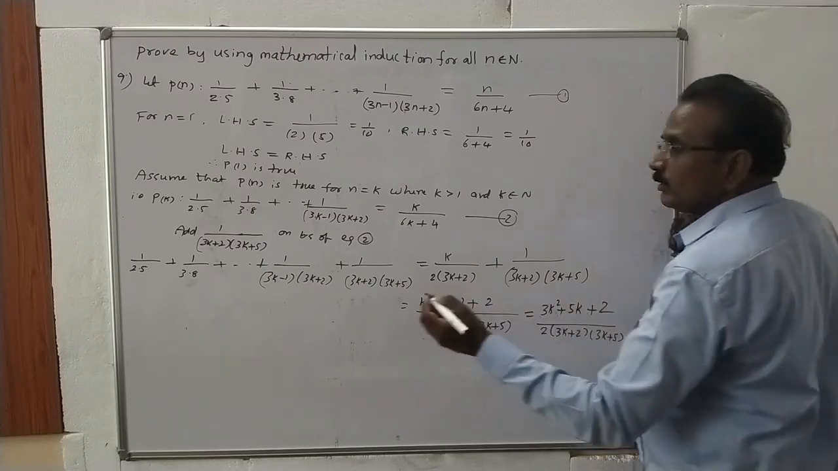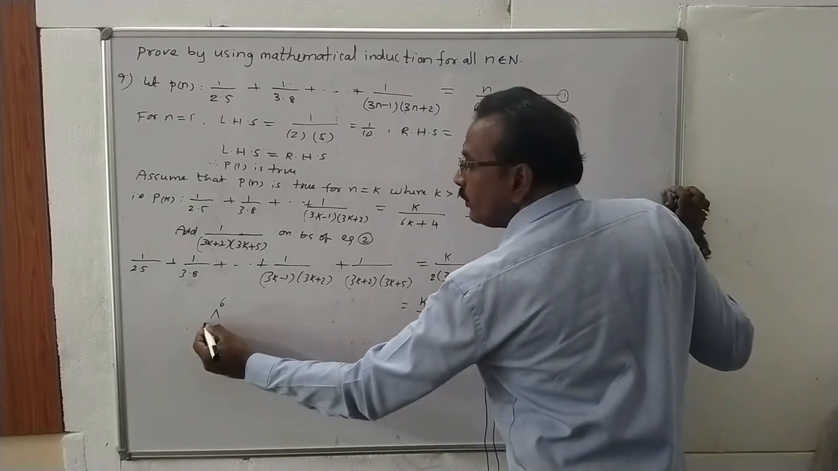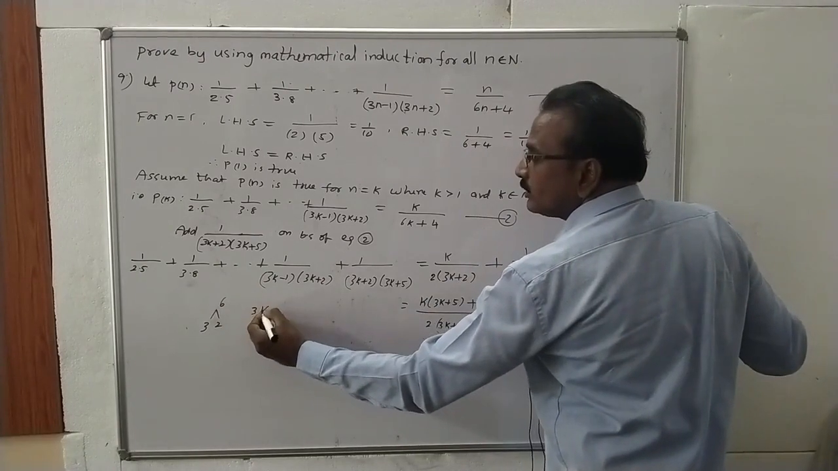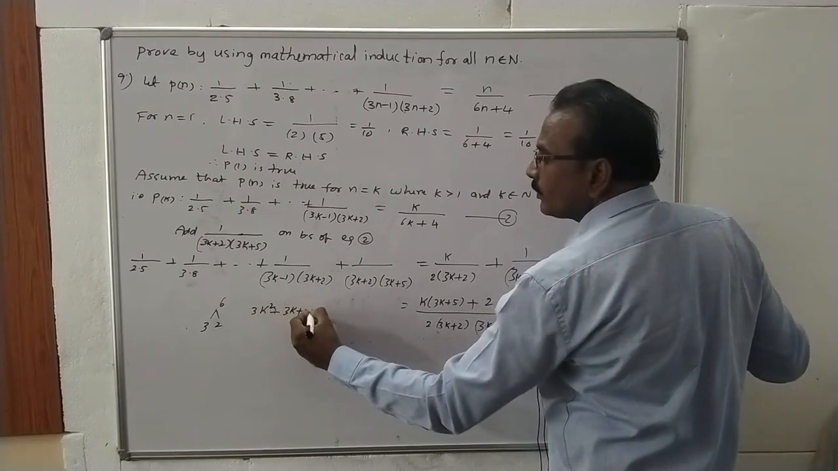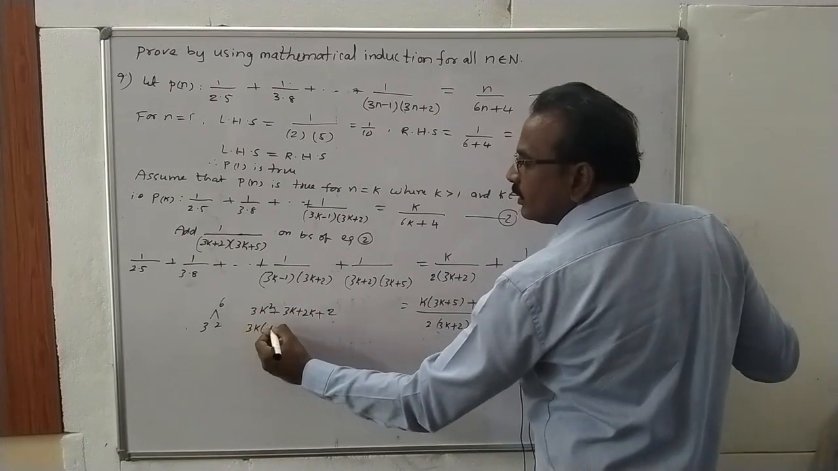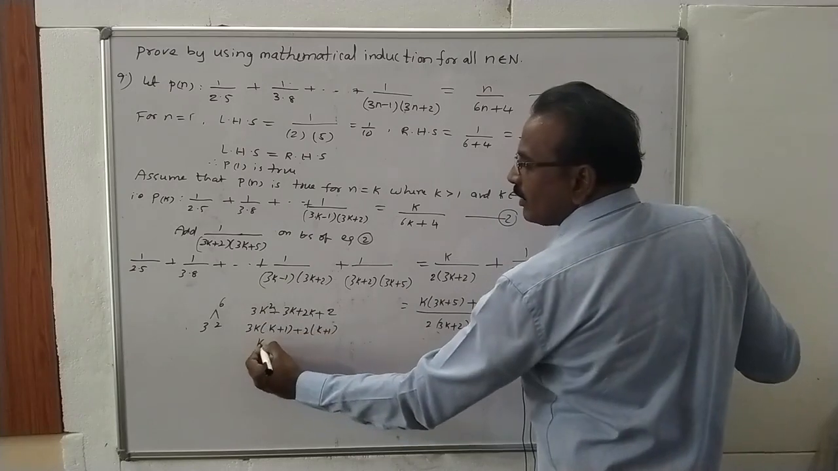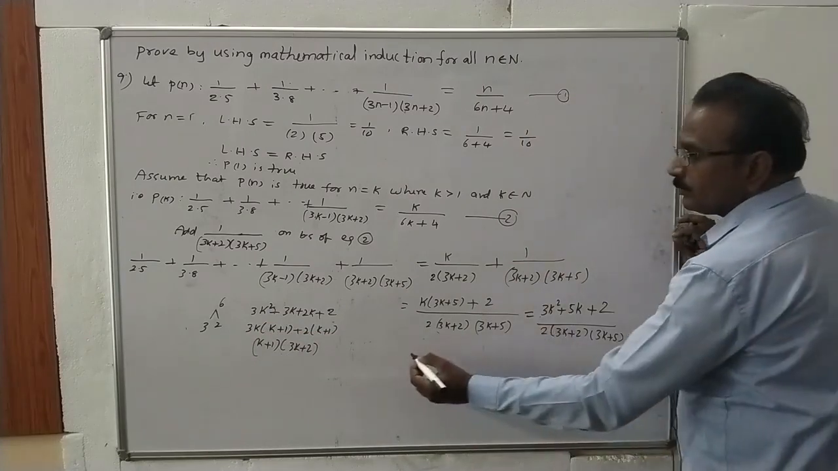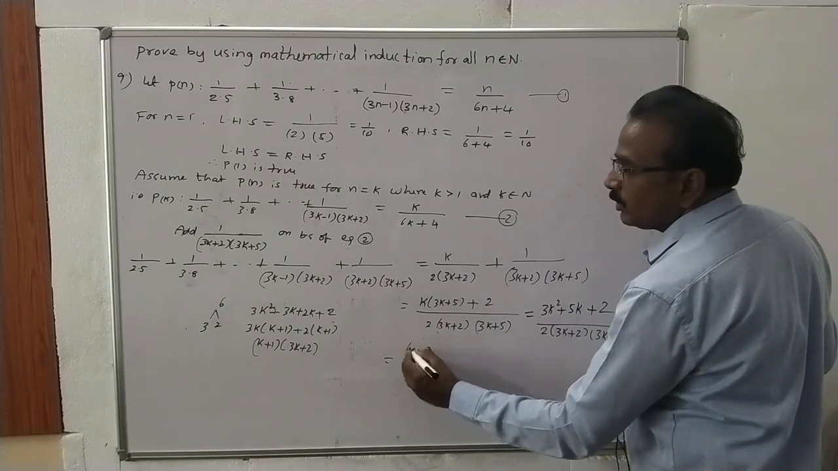So factorize the numerator. 2 3s are 6. Factors are 2 into 3 or 3 into 2. So therefore 3k square plus 5k plus 2 can be split into 3k square plus 3k plus 2k plus 2. Here 3k is common, k plus 1, plus 2 is common, k plus 1. Again k plus 1 is common: k plus 1 into 3k plus 2. So 3k square plus 5k plus 2 is equal to k plus 1 into 3k plus 2.